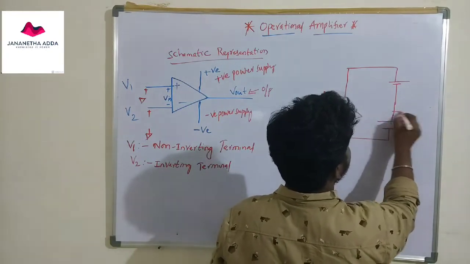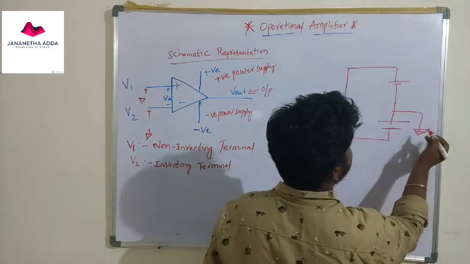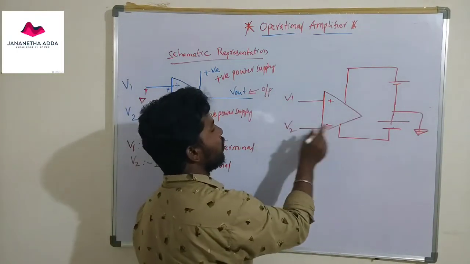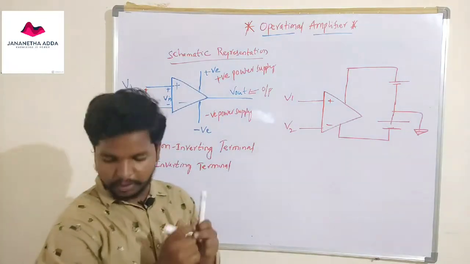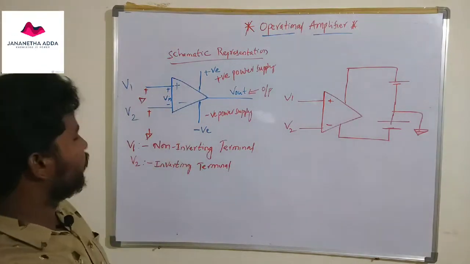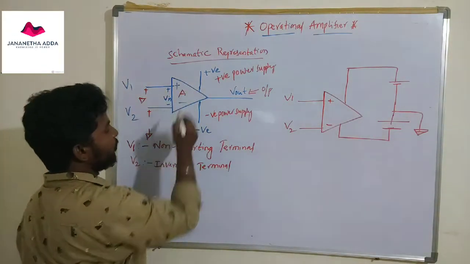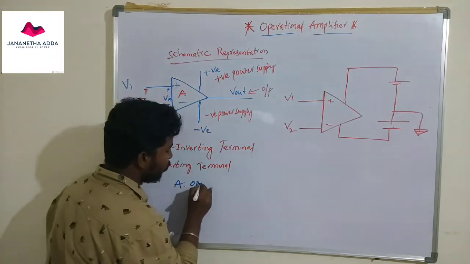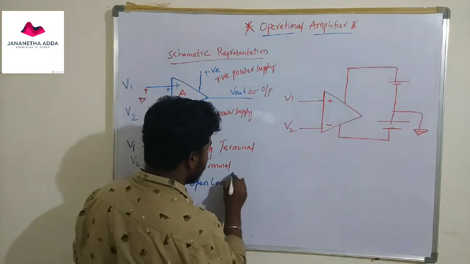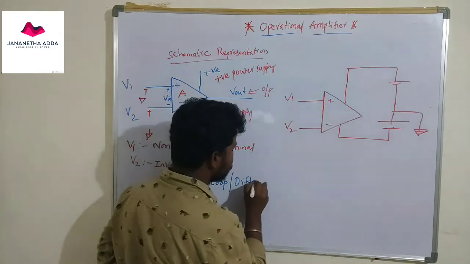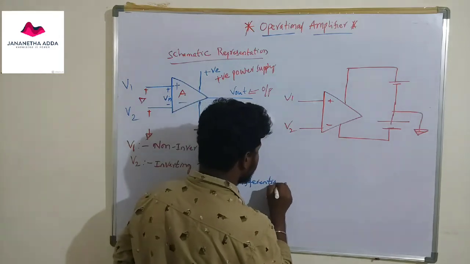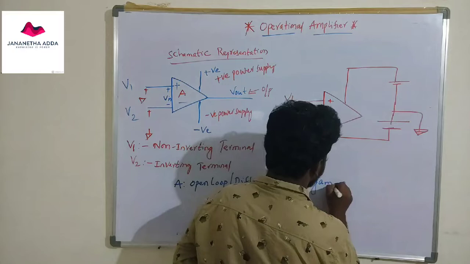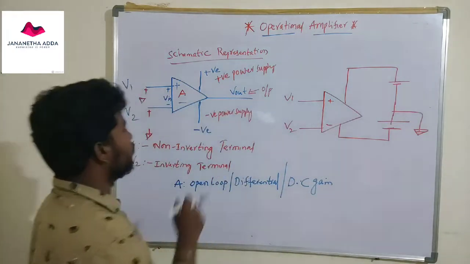So we can have a positive ground. So we can represent our operational amplifier with a single supply. This operational amplifier has a gain of A, where A is called the open loop gain, or differential gain, or DC gain.